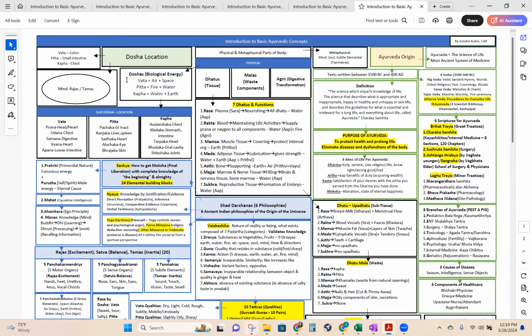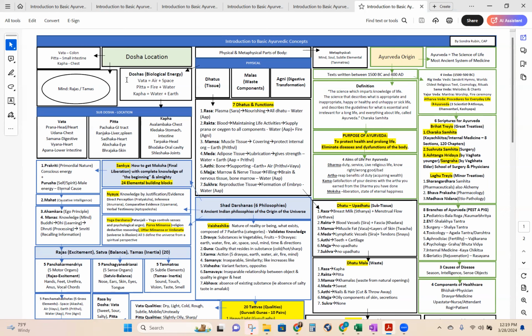And as you're going through these locations, you should try to put your hands over those areas to help you with recall. This is also really important when you have a client coming in with a specific health ailment in a location. You can very quickly locate what dosha and what subdosha is affecting this person.